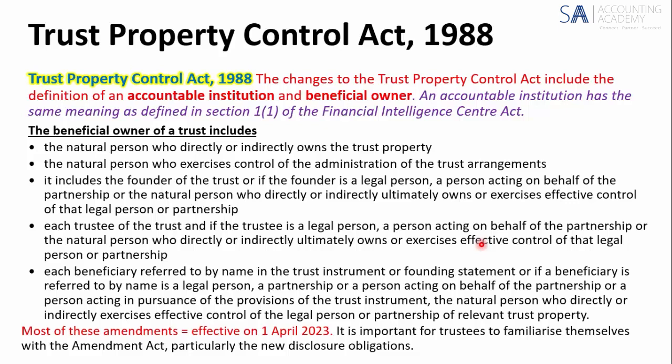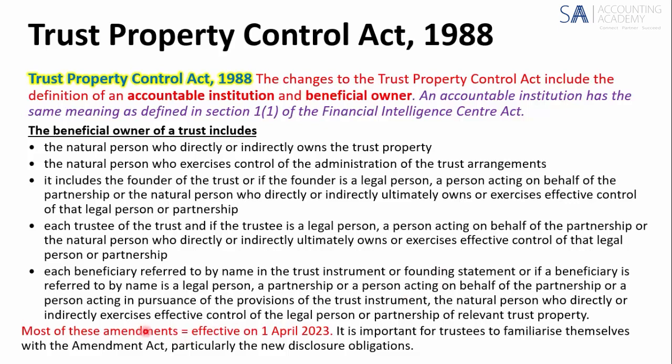The same way that when we talk about the calculation for the public interest score in terms of the Companies Act. Every beneficiary that is referred to by name in the trust instrument or the founding statement, even where the beneficiaries are nominated on an annual basis. I mean, the beneficial owners there could change on an annual basis as they are nominated. And you would have to then keep this beneficial ownership register up to date as well.